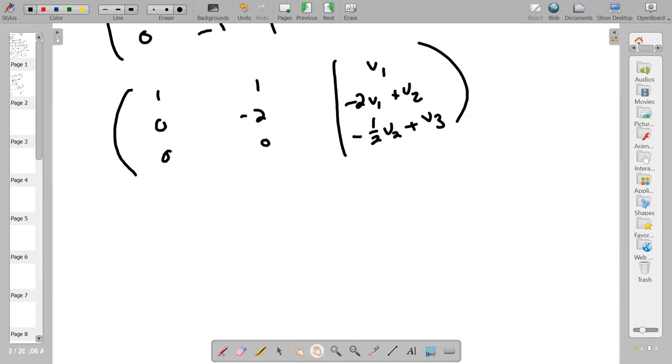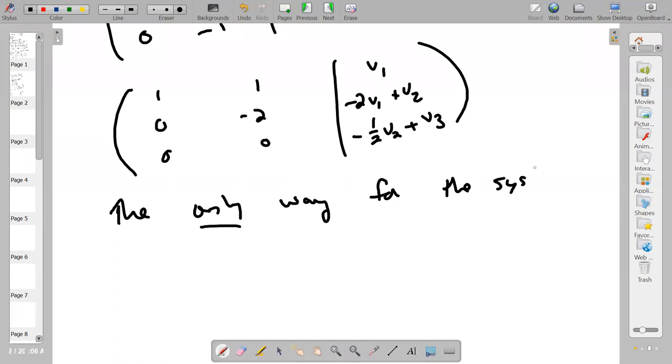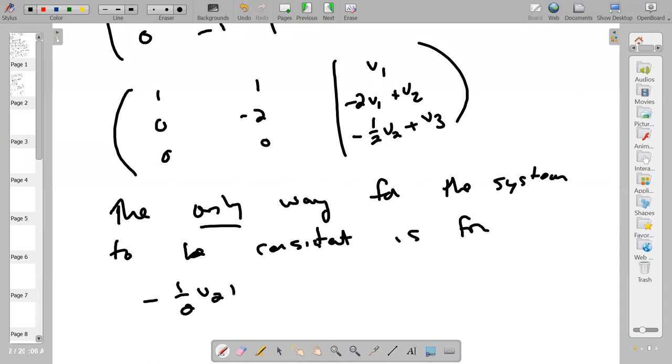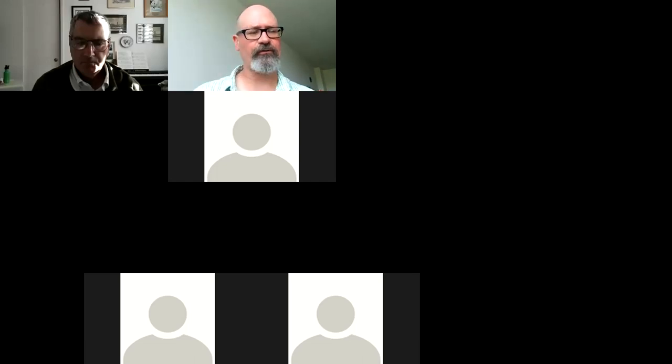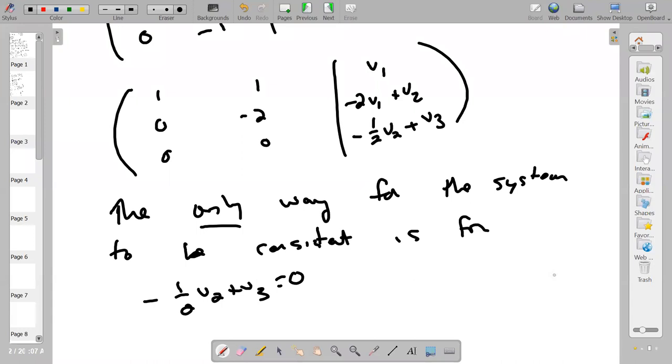I would point out at this time that because that's a zero row, the only way for the system to be consistent, to have solutions, is for -1/2 V2 plus V3 to be zero. And so in order to find a vector that is not in the span of those two vectors, all you've got to do is produce a vector for which that last condition is not satisfied. So an example of a vector for which that's true, just take 0, -1/2, 1. That ought to do the trick.